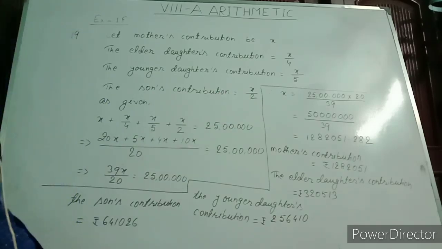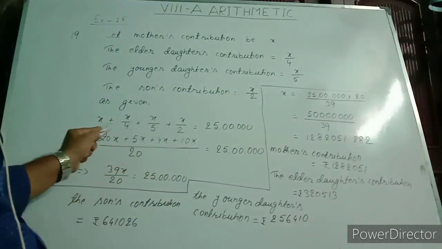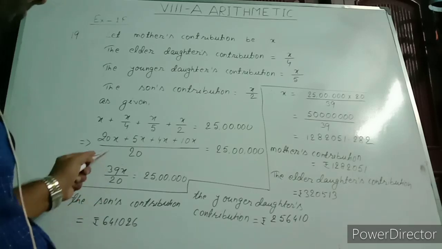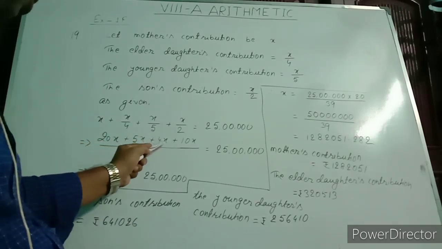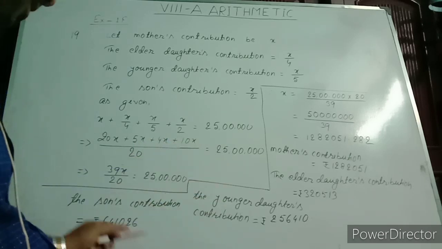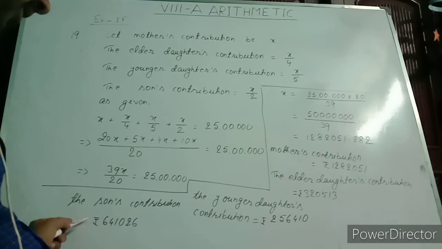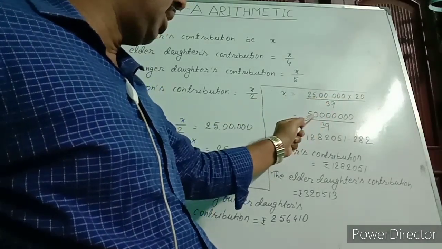As given in the question, if you add these four, x plus x by 4 plus x by 5 plus x by 2 equals 25 lakh. LCM became 20. So this became 20x plus 5x plus 4x plus 10x equals 25 lakh. This addition became 39x by 20 equal to 25 lakh. Now x equals 25 lakh into 20 by 39.